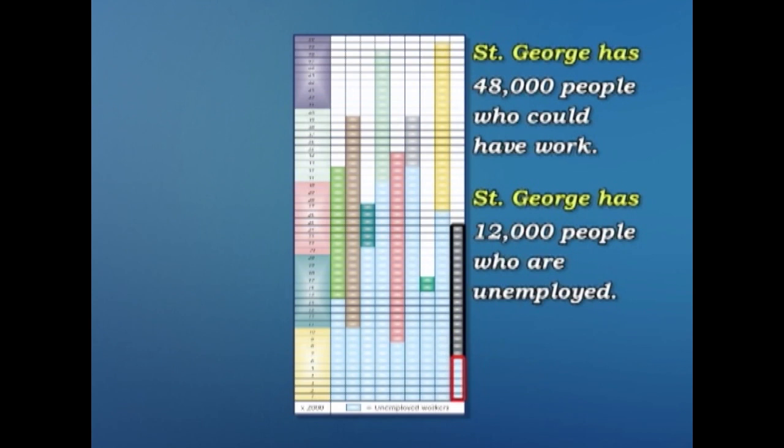We already know that St. George has 48,000 people who could work, who could have work. But 12,000 are unemployed. So the number of people who have jobs in St. George is 48,000 minus 12,000, which is 36,000. Let's check and see if we've done our mathematics correctly.